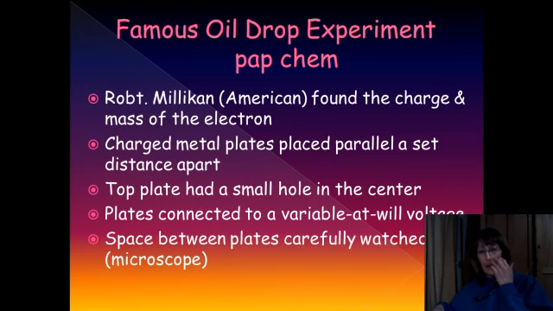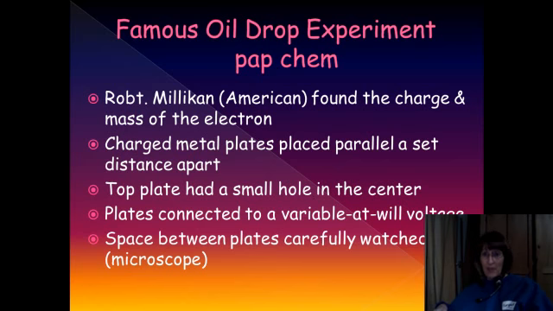Now, here are a couple of experiments that you're going to have to know. You're going to have to be able to discuss them. And the first one, and this is all things that we're dealing with, the parts of the atom here. There's a man by the name of Robert Millikan, one of the few Americans in the group of brilliant physicists that were working on the parts of the atom. He's the guy that found the charge and the mass of the electron.